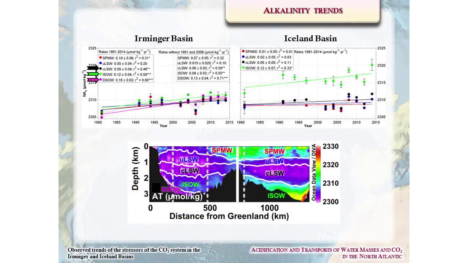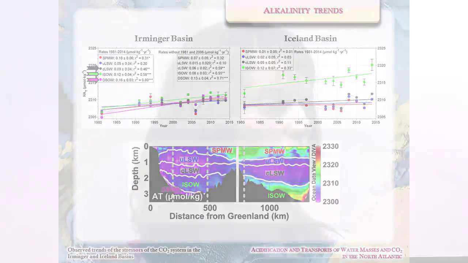Now I'm going to present the results of the study, starting with the alkalinity. On the lower panel, you can see that the waters of the Irminger and Iceland basins present an almost homogeneous value of alkalinity. However, in the Iceland basin, the subpolar mode water and the Iceland-Scotland overflow water present higher values of alkalinity. The high values of the Iceland-Scotland overflow water are related to the influence of the lower North Atlantic deep water, and the high alkalinity values of the subpolar mode water are due to the high salinity of this water mass.